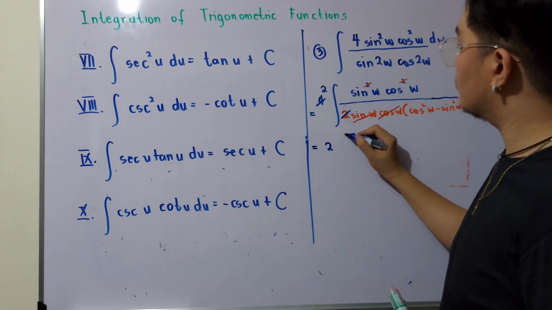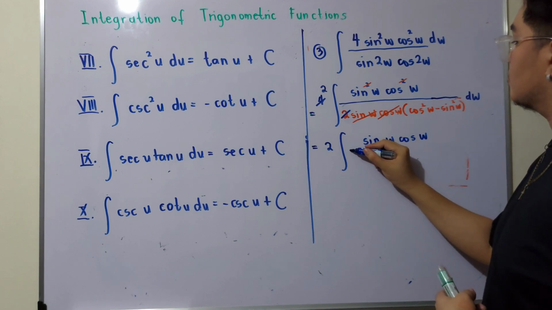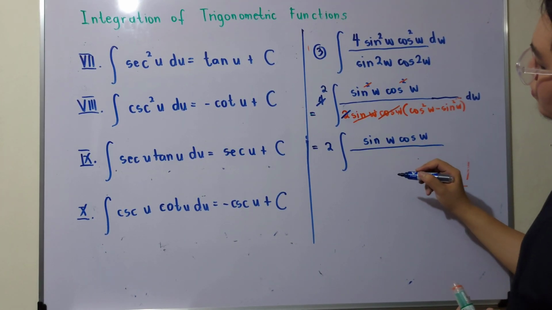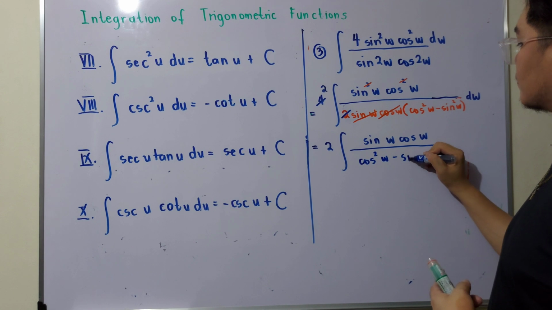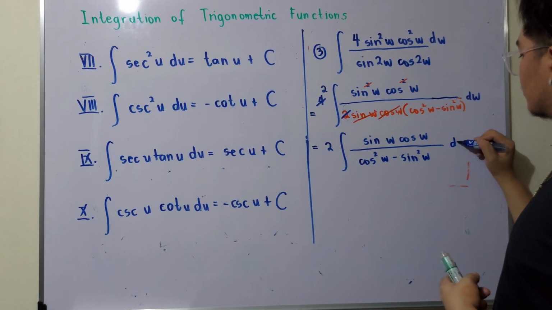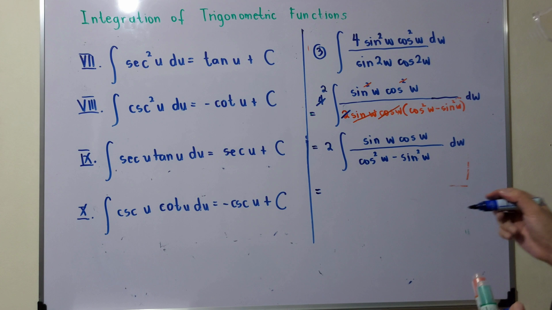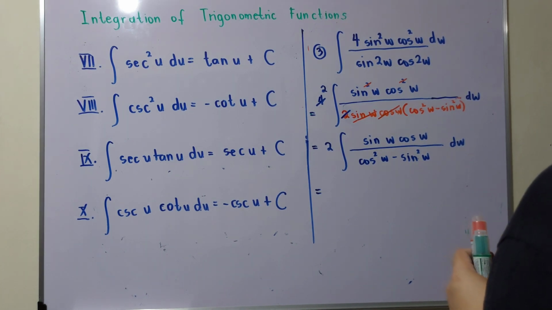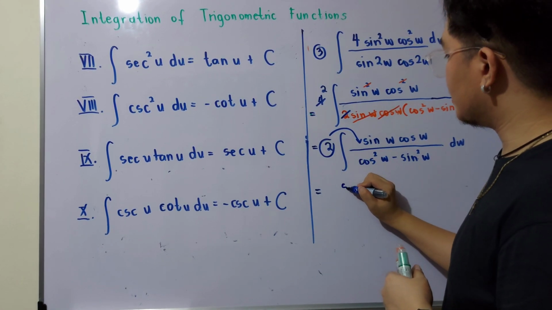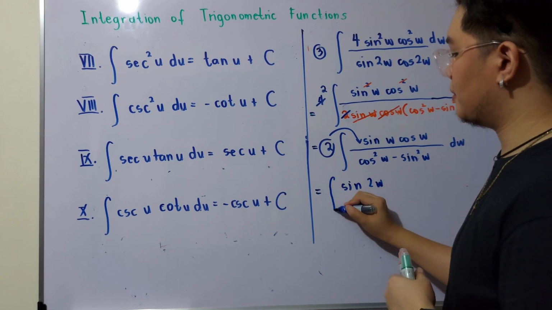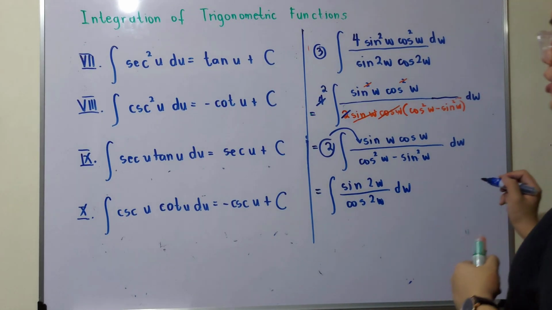Okay, so we have here 2. Tapos we have sine w, cosine w. Tapos ito, cosine squared w minus sine squared w. Okay, yung gawin natin dito. Ibalik natin sa dati. So, magiging sine 2w, cosine 2w. Makainis naman tong given na to.